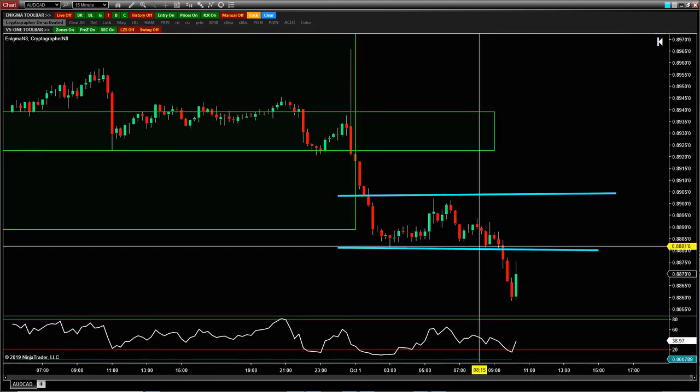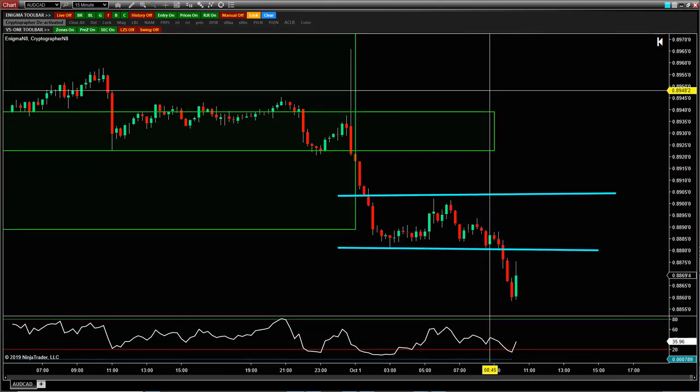A little bit below that previous structure. That's at 88.15s. 88.15s.